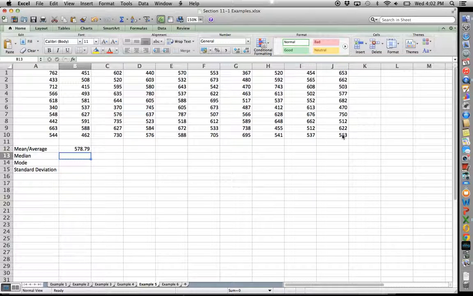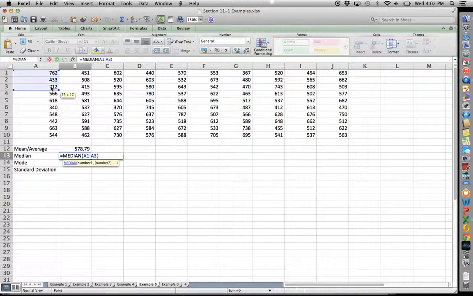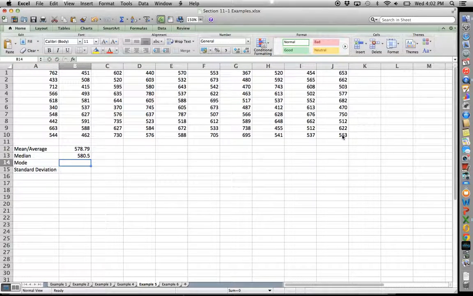The median is very intuitive with Excel. You say equals because you want it to compute. That's all the equals does. And then you type median. Then again, I basically just highlight the data that I want to calculate for and press enter. And there it is. The median is the number that tells you the halfway point of the data. So half of this data is less than 580.5 and the other half is greater than 580.5.